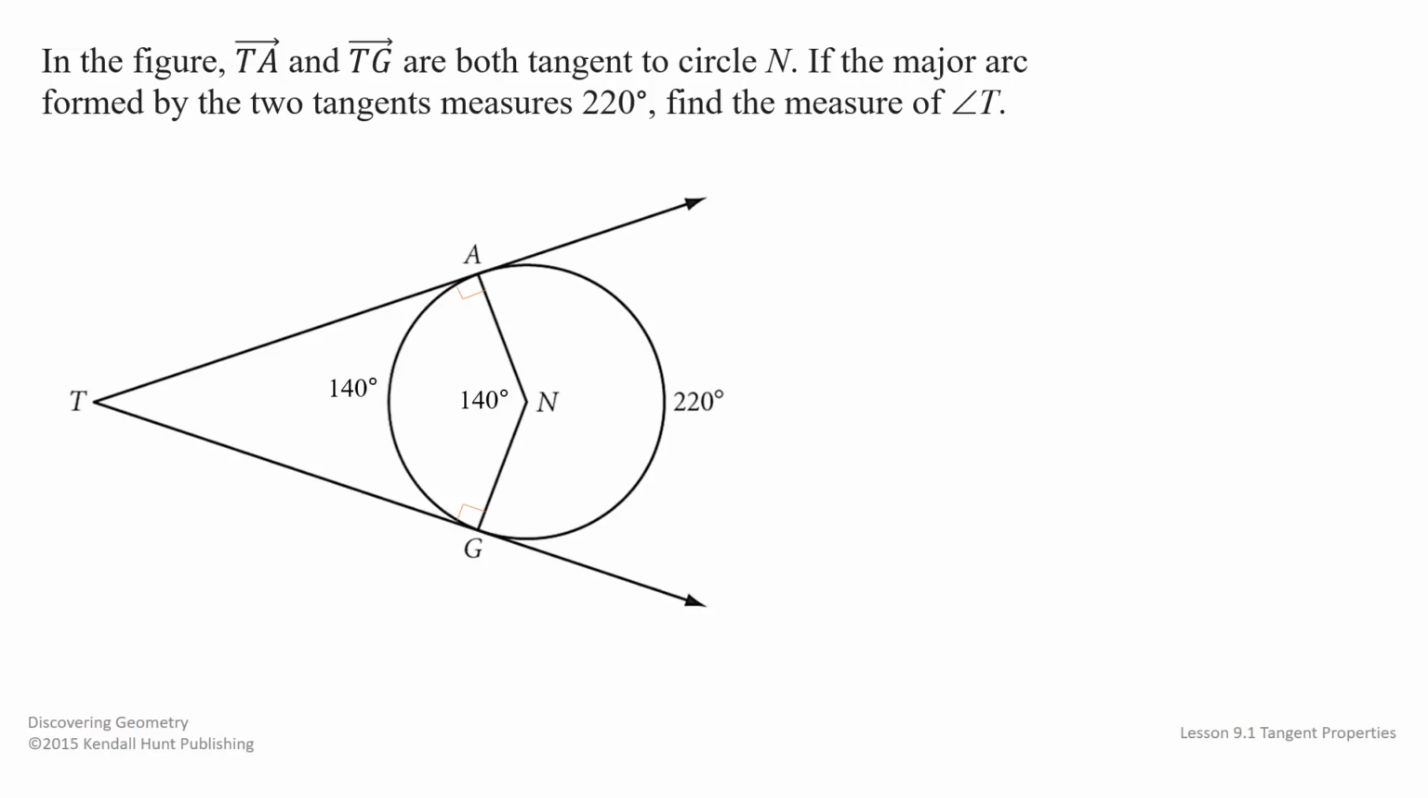Now, if you look at the figure TANG, it's a four-sided figure. Four-sided figures have four angles, and four angles add up to 360 degrees. That means angle T is 360 minus the 140 that's in the middle, minus the two 90-degree angles, which gives us a grand total of 40 degrees. In some of the problems, you're going to have to find missing angles. You'll have to use the properties that we've learned today to put those where they need to be, and then probably do some addition or subtraction to figure out the answer.